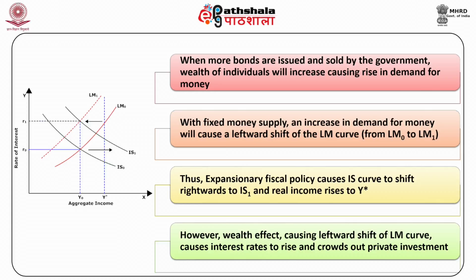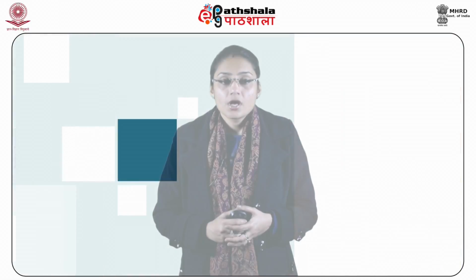Thus, expansionary fiscal policy causes the IS curve to shift rightward to IS1 and real income rises to Y star. However, the wealth effect causing a leftward shift of the LM curve causes the interest rate to rise and crowds out private investment. Moreover, higher tax imposed by government to raise funds for debt servicing will also exert some negative influence on investment. Finally, the existence of large debt may also cause loss of confidence on the part of businesses regarding the health of the economy. They may curtail their investment.